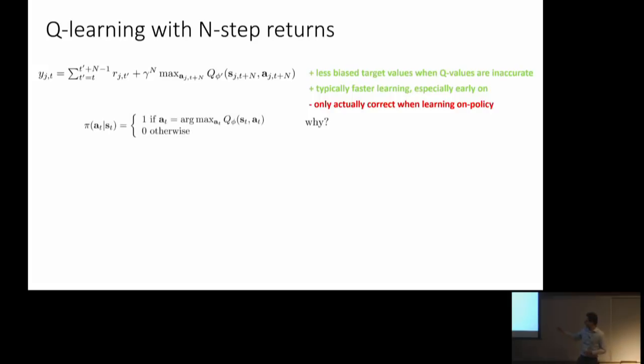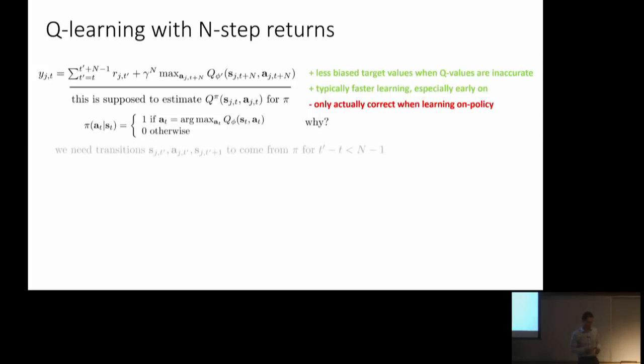So which policy are you trying to estimate the Q values for? You're trying to estimate the Q values for this policy, the one that takes an action with probability 1 if it's the argmax and 0 otherwise. But these rewards came from some transitions that came from a different policy. Even if it's just your exploration policy, it's still a different policy. So this is supposed to estimate Q pi for this pi, but if you're using off-policy data, it could be any pi. So you need transitions that actually come from your current policy pi.